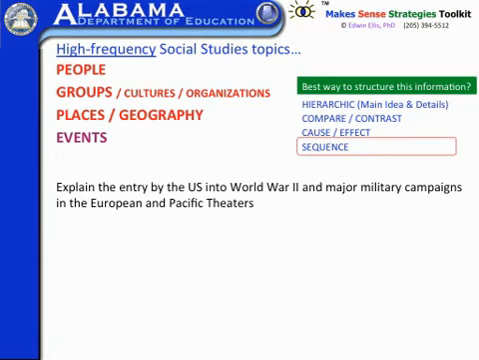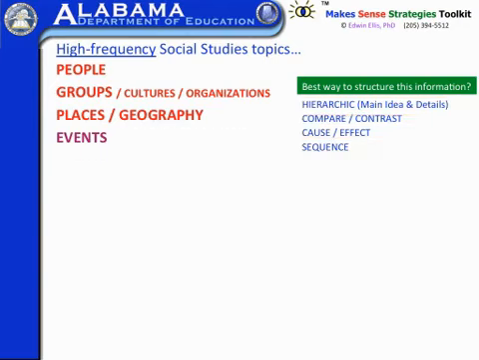But it could also be sequence in terms of what are the series of things that happen from beginning to the end of the war, almost like a timeline. So it could also be hierarchical information in terms of taking each, like for example, the European theater and what were the major events that happened there, in the Pacific theater, and so forth. So there might be several different graphics that I might use to address this one standard.